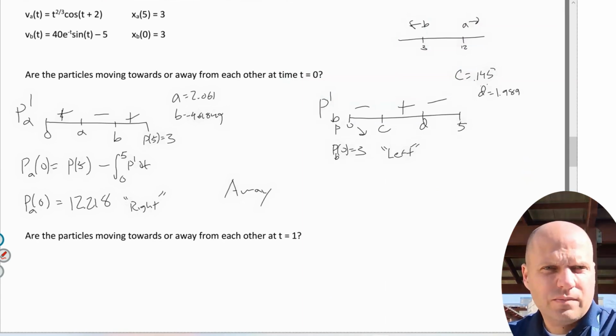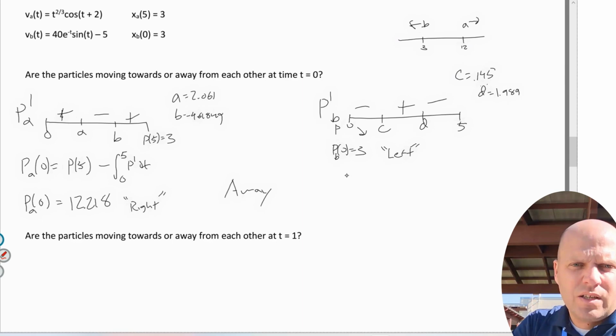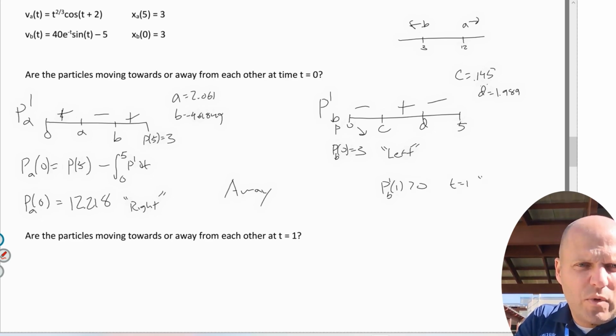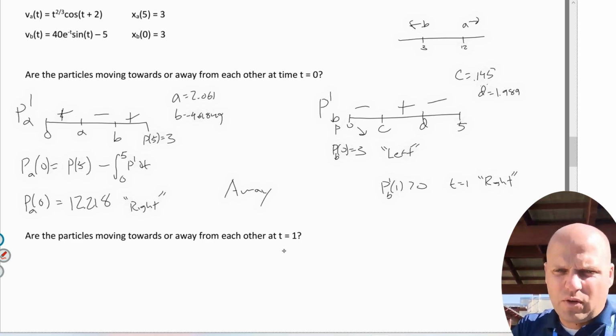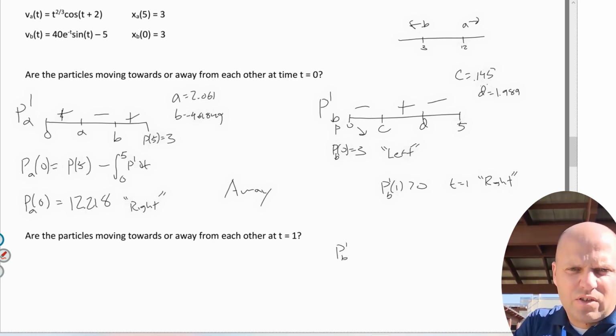Okay, so that means my derivative at 1 of particle B is positive. So that means at t equals 1, I'm moving to the right. It's good to know. So position's derivative at 1 is positive at t equals 1, which means I'm moving to the right. I need to find said position.